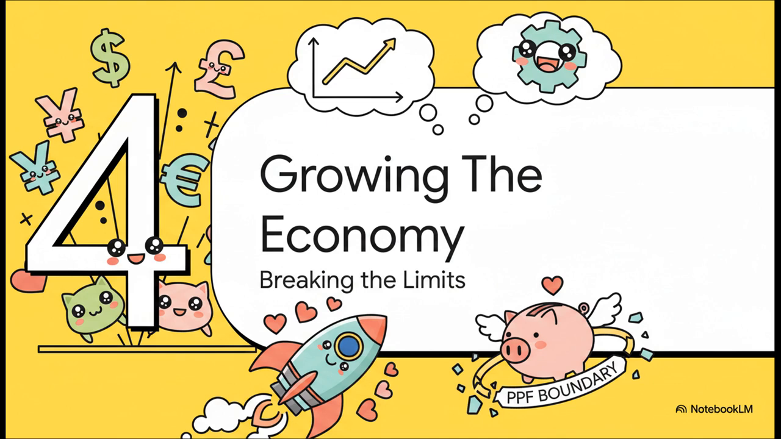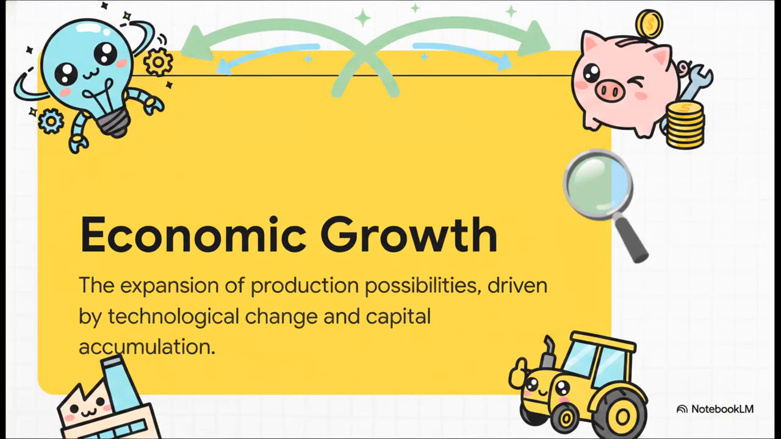So far, we've been talking about being stuck on one single PPF. But what if we could push past that boundary? Well, that's what economic growth is all about. Economic growth is how we get more of everything. It's the whole process of shifting that PPF curve outward. And for your exam, you'll want to remember the two main ways this happens: technological change, inventing better ways to do things, and capital accumulation, which is just getting more tools, factories, and skills.